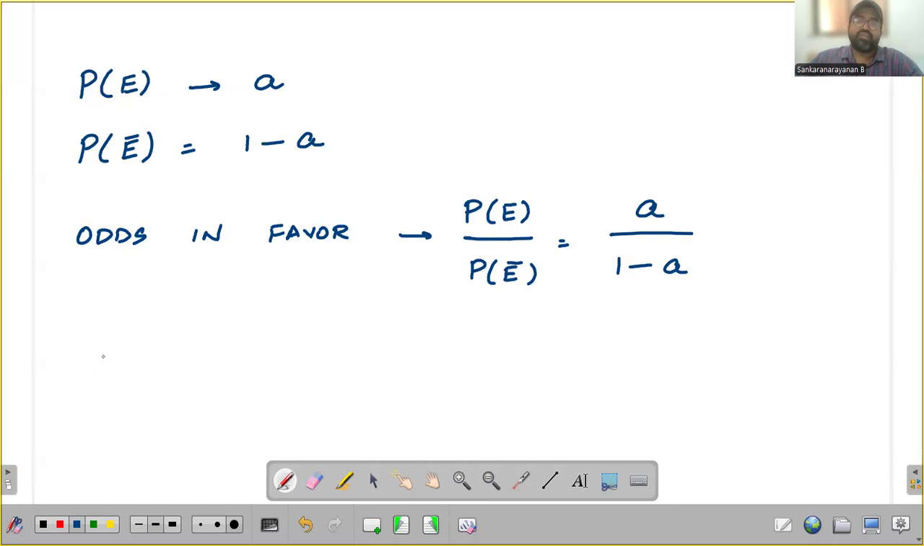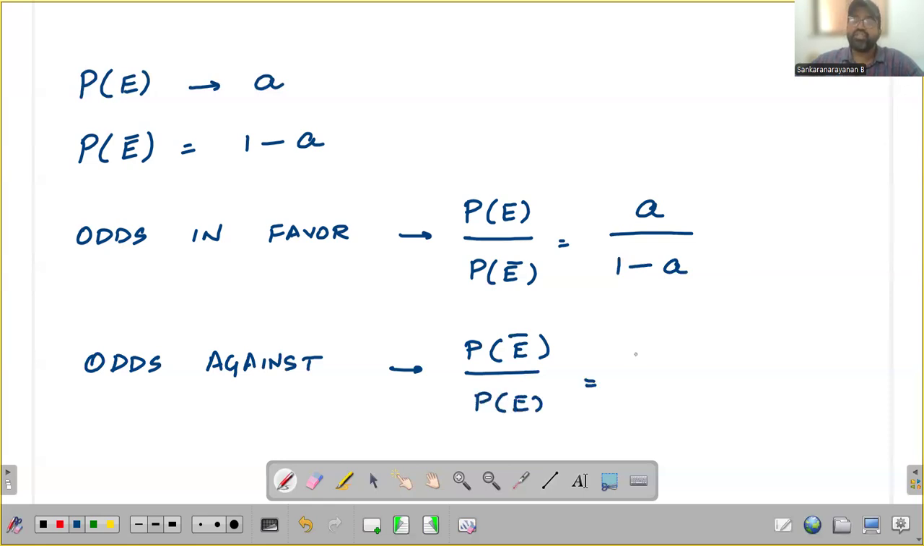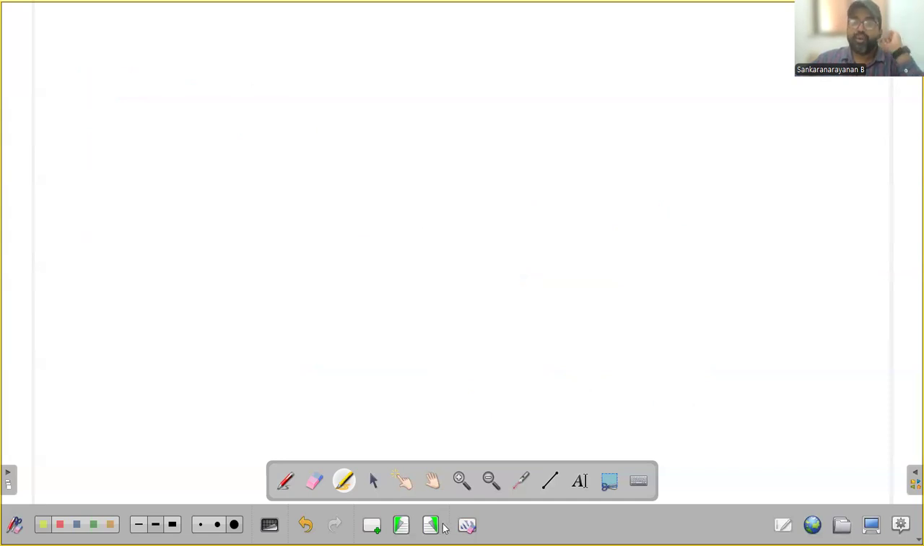Now, there is one more concept, odds against an event. Odds against an event will be the probability that the event E does not happen upon the probability that the event E happens. And this is nothing but 1 minus A upon A. Got it? So you should be familiar with these two terminologies, odds in favor and odds against an event, and what they actually correspond to. If you have quickly revised and understood at least these points, solving problems related to probability will be a very easy task.